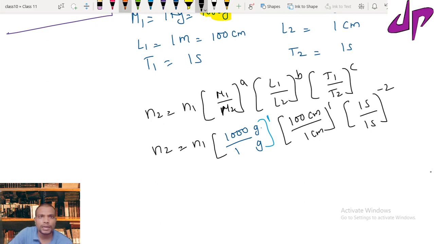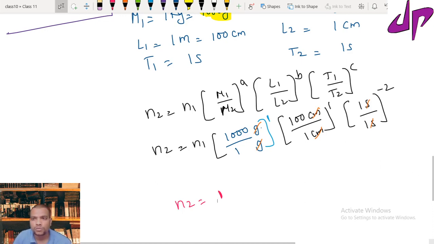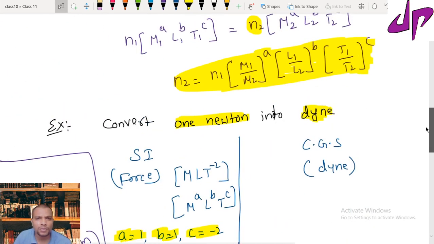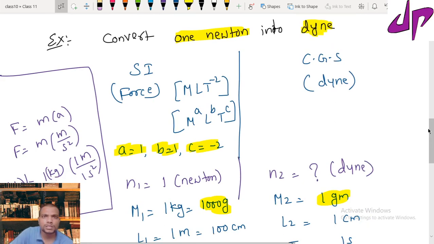Now if we cancel the corresponding units, grams get cancelled, centimeters get cancelled, and seconds get cancelled. Now we can write N2 equal to N1. The N1 value we have is only 1, because we have taken N1 as 1 Newton. So we have considered N1 equal to 1.